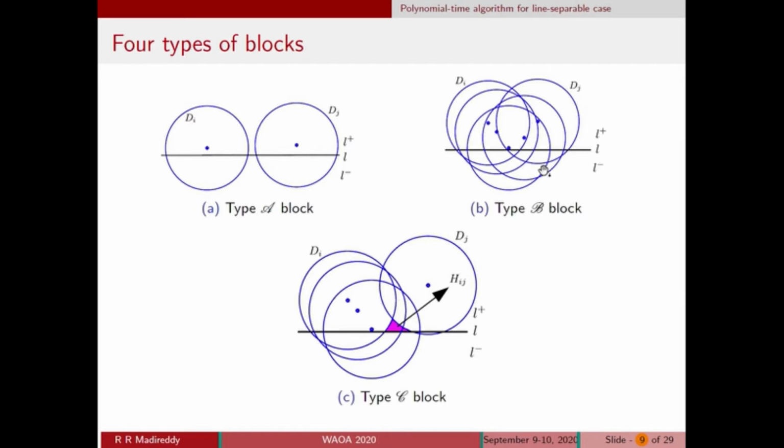Second, the disks dA and dj intersect exactly once above the line and once below the horizontal line. In that case, there is no hole. The hole will be empty. Third case, dA and dj intersect twice above the horizontal line L, forming a hole. However, there exists a disk which is completely covering the hole. So we call that type of block a type C block.